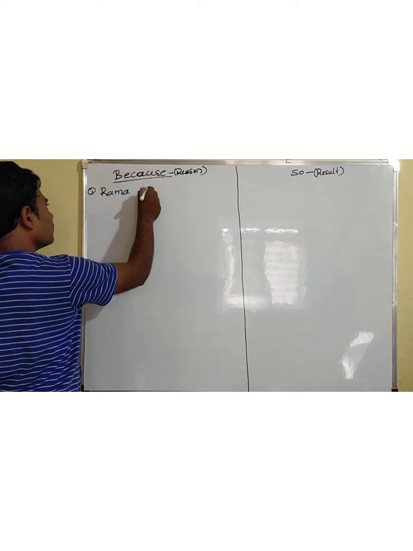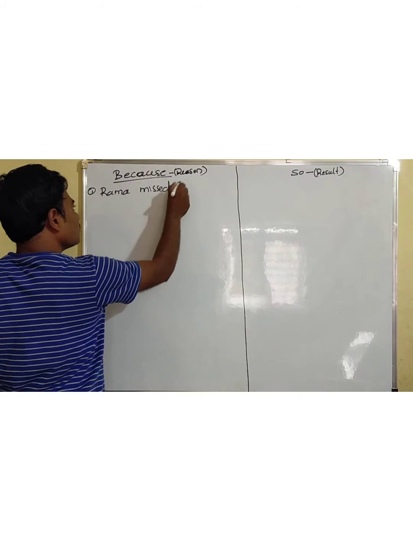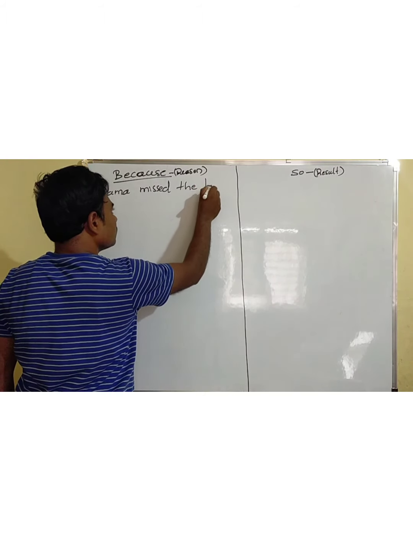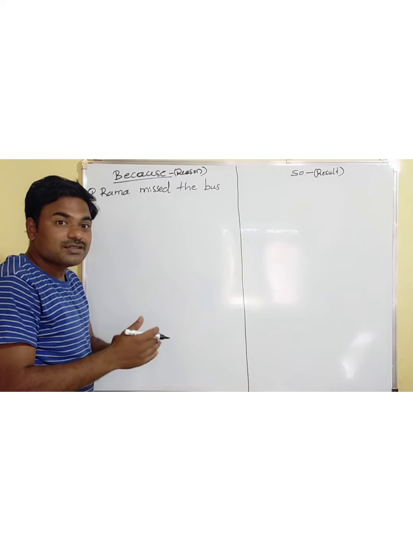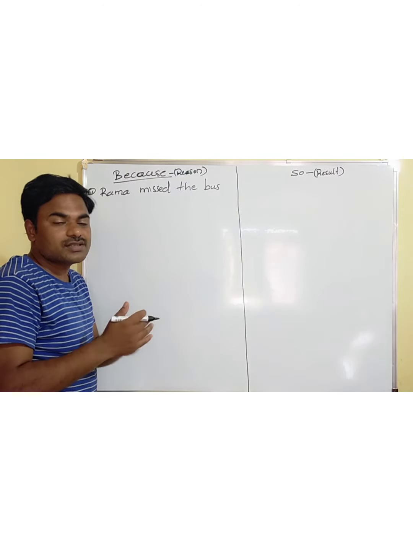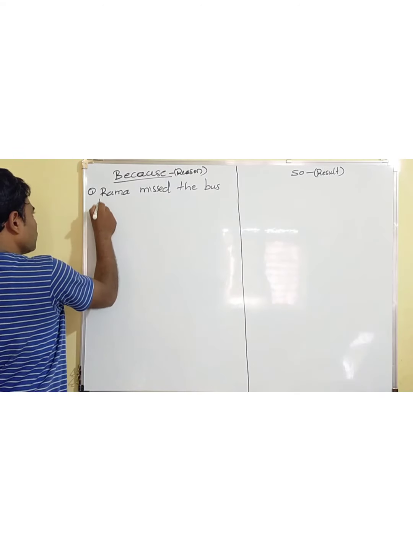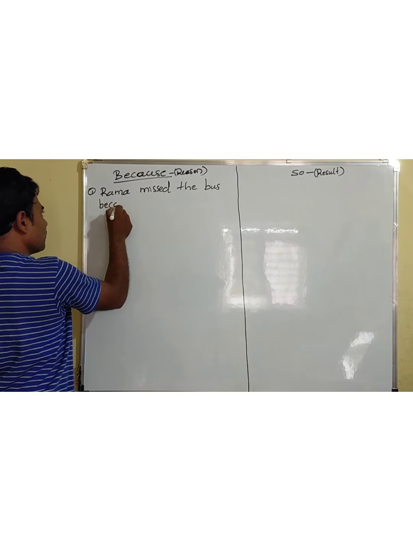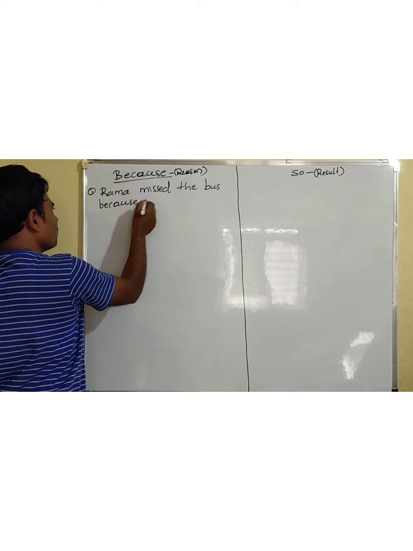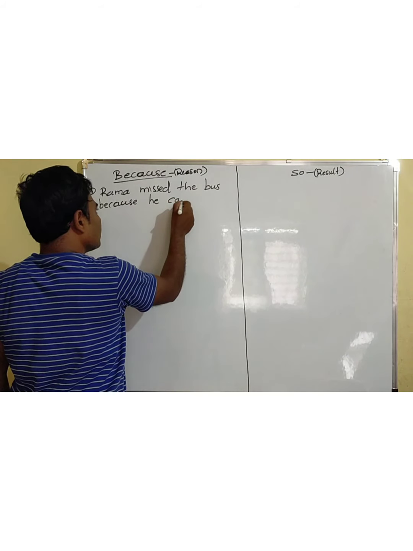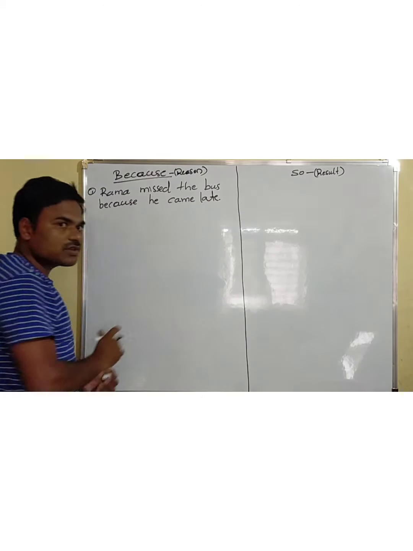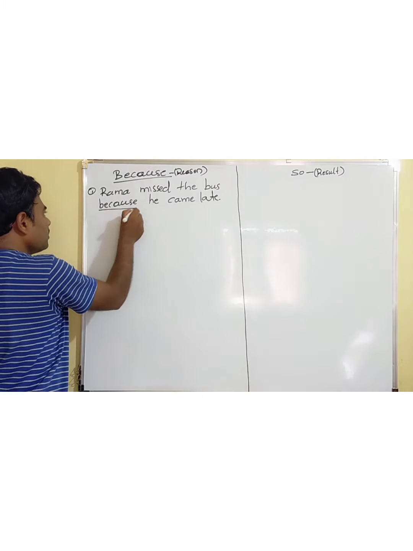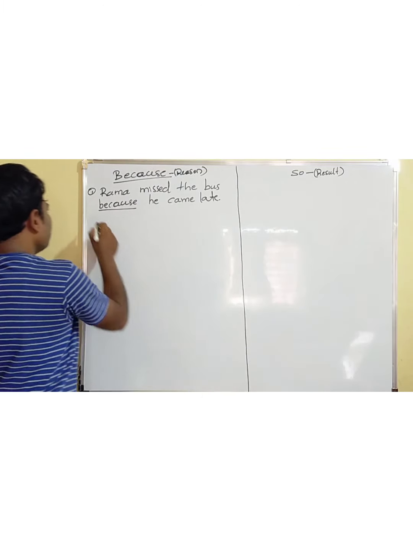Rama missed the bus. Why did he miss the bus? What's the reason? When you talk about reason, that time we use because. Because he came late. He missed the bus because he came late. This is the reason. Another example.